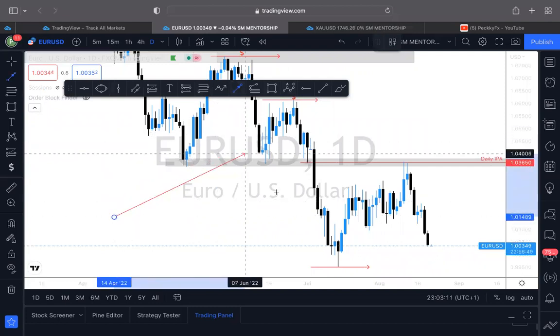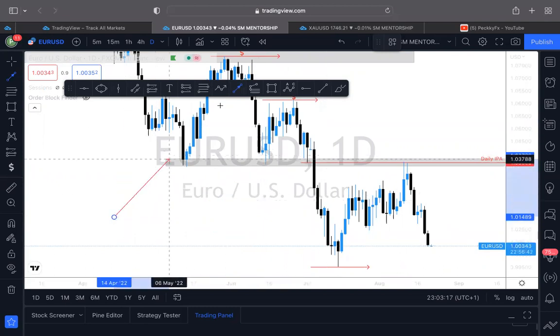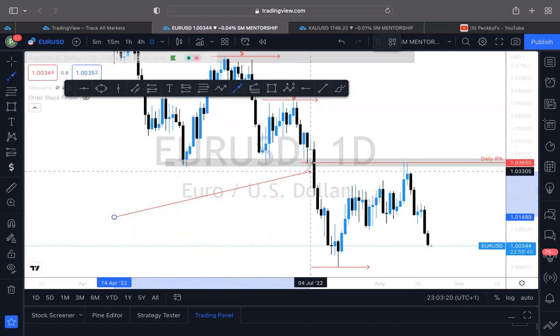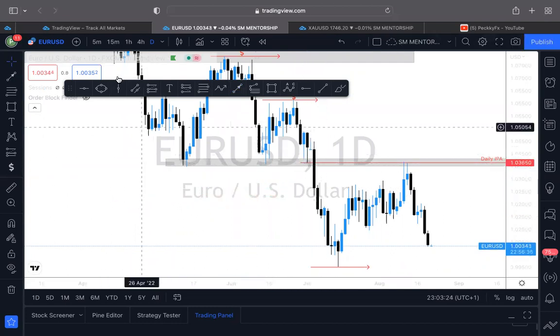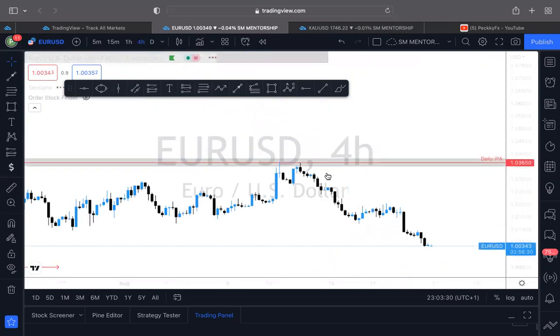Just right before the market broke down to the downside. One of the points, I'm at the downside of the trade, and the market created an IPA. I've marked this out, and let's go to the 4 hours time frame. So this is my zone now. Let's go to the 4 hours time frame. This is my point of interest.